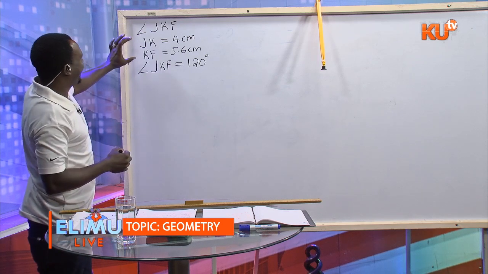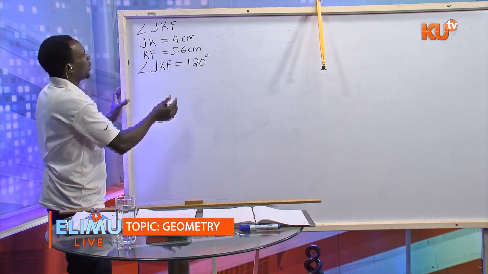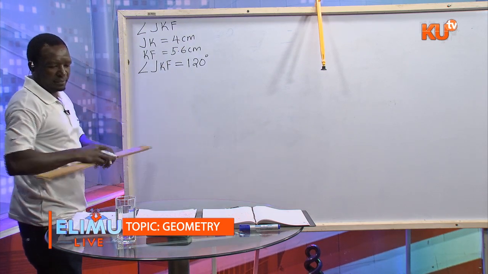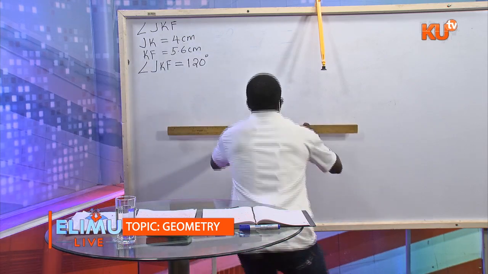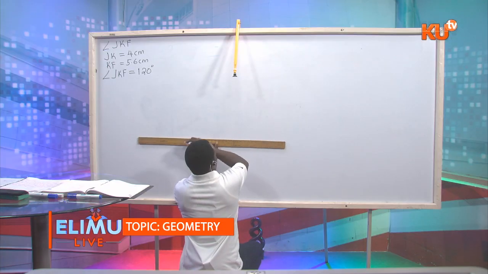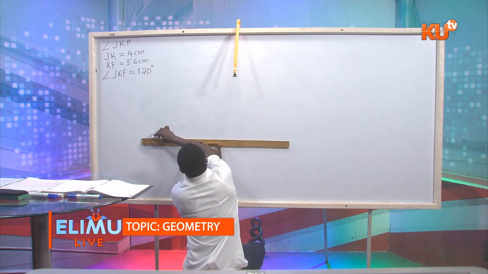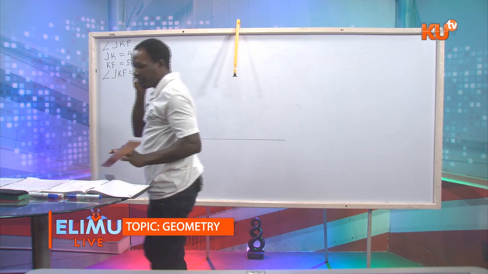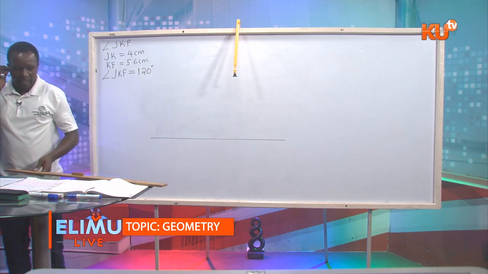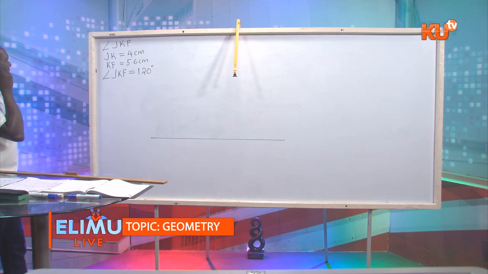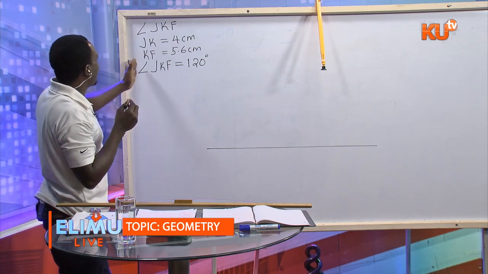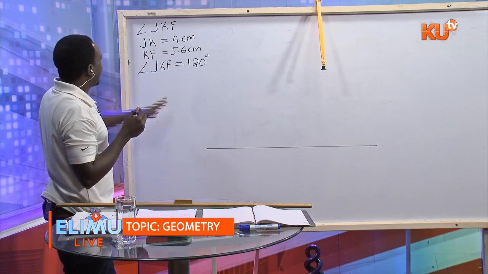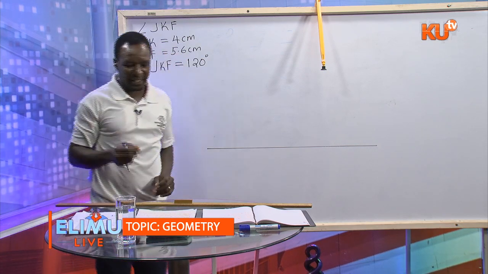The most important thing is you start by drawing a line. Draw a long line. Don't mind the length of the line. You just draw a straight line, any length. And then come and look at the measurement which has the longest measurement, that is KF. Take KF to be your base.